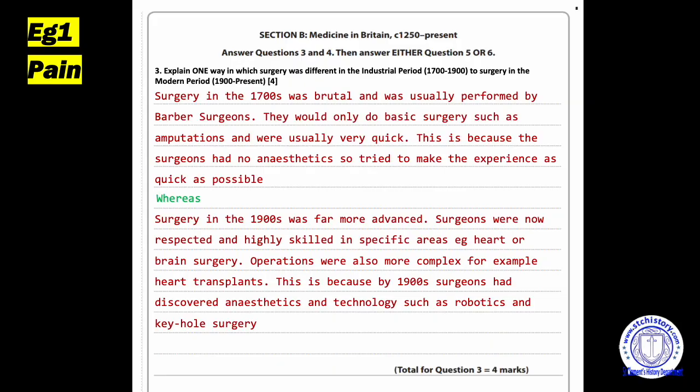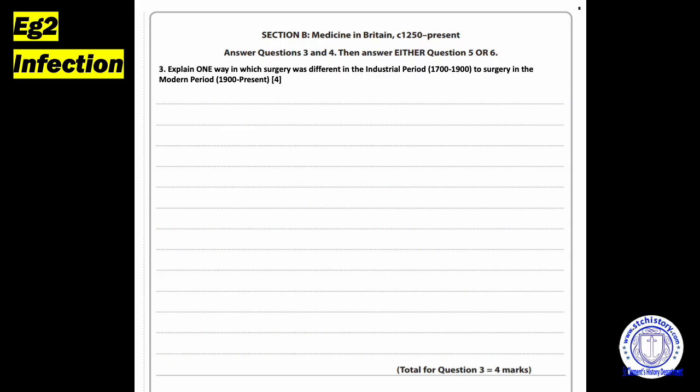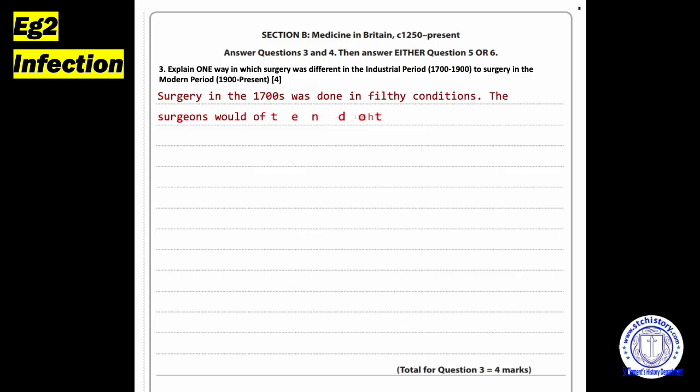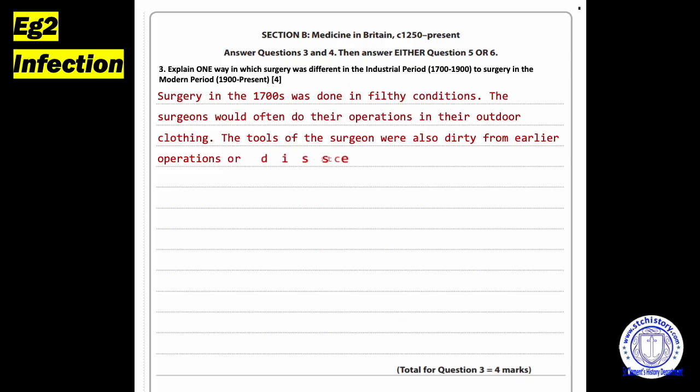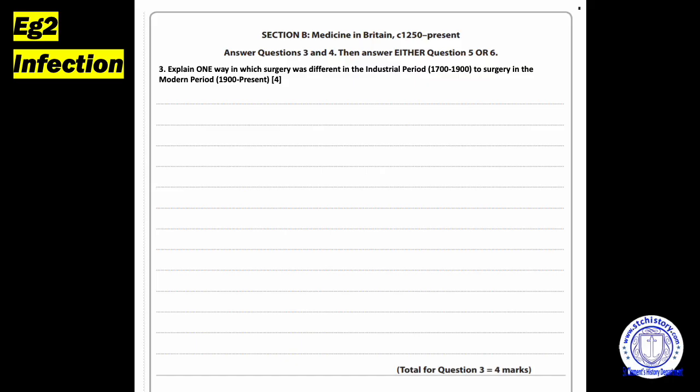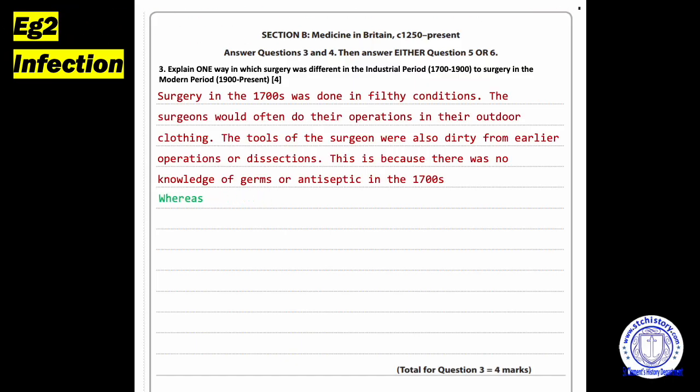Okay, so the next example, if you didn't want to do pain, you could choose to do infection. Okay, so infection, we'll start with the 1700s. Surgery in the 1700s was done in filthy conditions. The surgeons would often do their operations in their outdoor clothing. The tools of the surgeons were also dirty from earlier operations or dissections. This is because there was no knowledge of germs or antiseptic in the 1700s. So there's my what and why. Whereas, so again, we're saying something different. If it was similar, we would say similarly. In this case, we're just saying different.